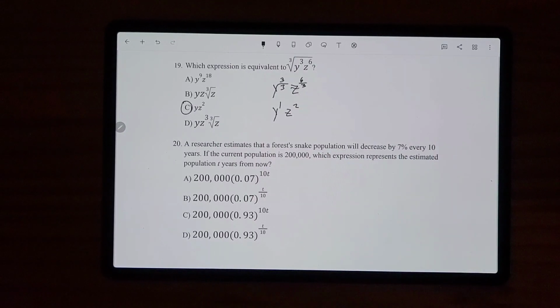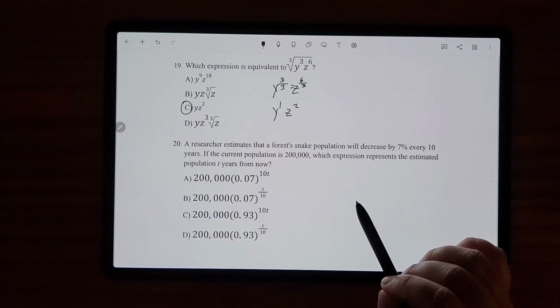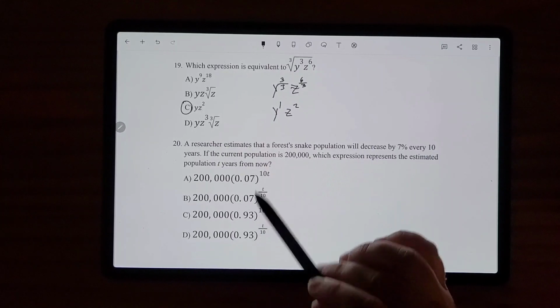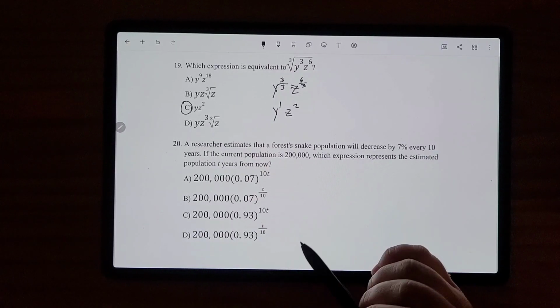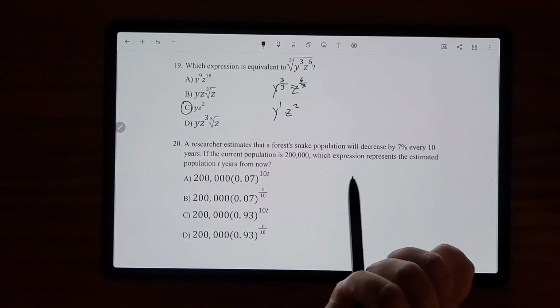So then for number 20, pause and read if you haven't already. So this would be an example of an exponential function. So it's saying that the population is decreasing by 7% every 10 years. So remember, whatever is in the parentheses portion has to be what you're multiplying by over every 10 years. So if it's decreasing by 7%, that means that you're left with 93% of the population. So if we're left with 93% and we're multiplying by that, we would have to turn that into a decimal. So the decimal version of 93% would be 0.93.